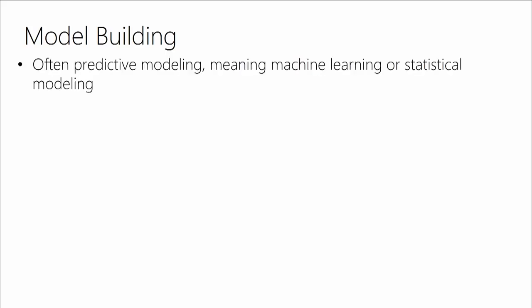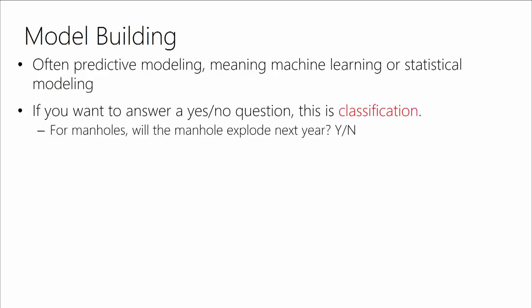Now, predictive modeling means machine learning or statistical modeling. It doesn't necessarily mean prediction in the future time-wise, right? It could just mean prediction of a new circumstance that you haven't seen before. Now, if your goal is to answer yes or no questions, then this is classification. So, for instance, if you're asking questions like, will a manhole explode next year? Yes or no, right? This is a classification problem.